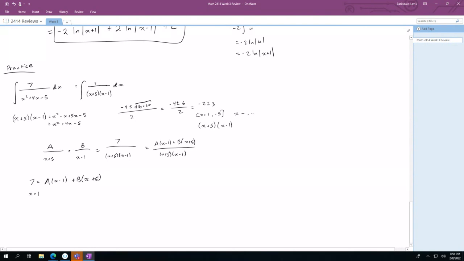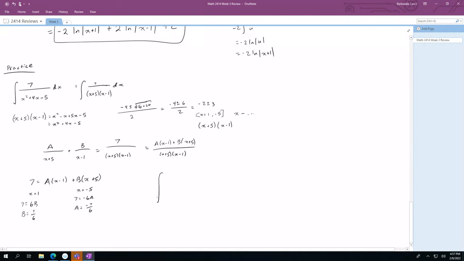Now, if x is equal to 1, I pick x equals 1 to cancel my a. I have that 7 is equal to 0a plus 6b. So b is equal to 7 over 6. Now, if x is instead equal to negative 5 to cancel my b, I have that 7 is equal to negative 6a. So a is equal to negative 7 over 6.